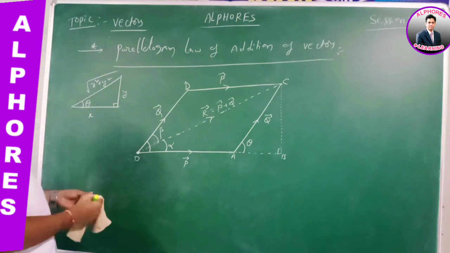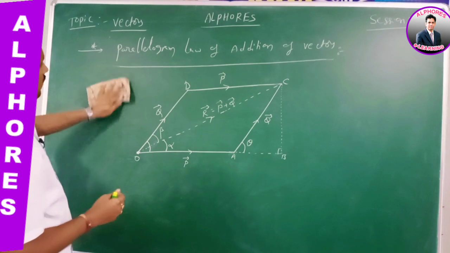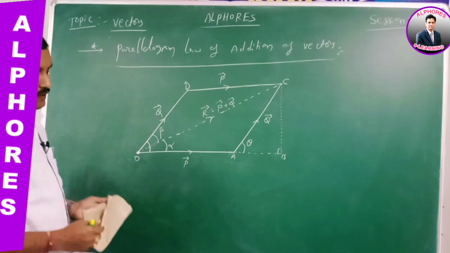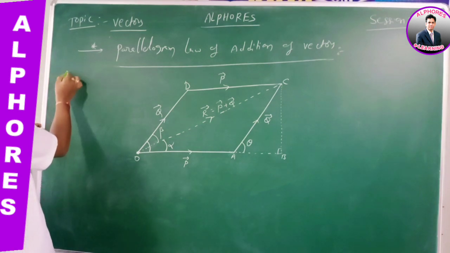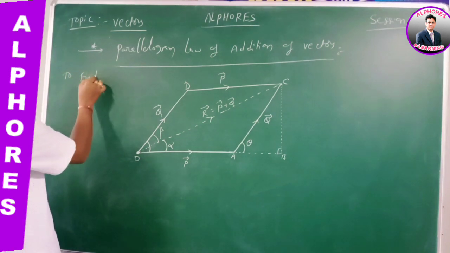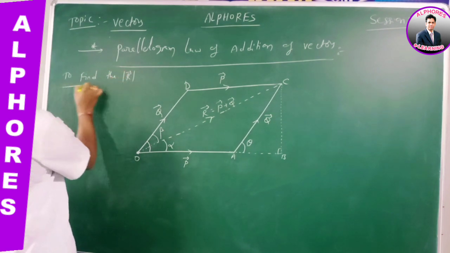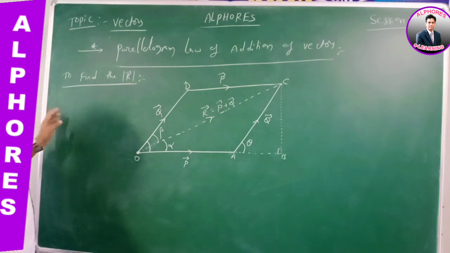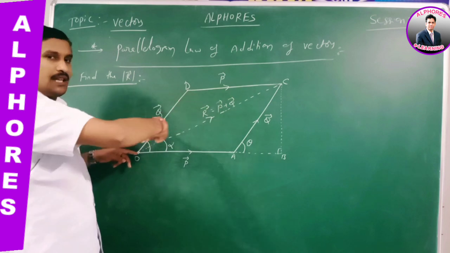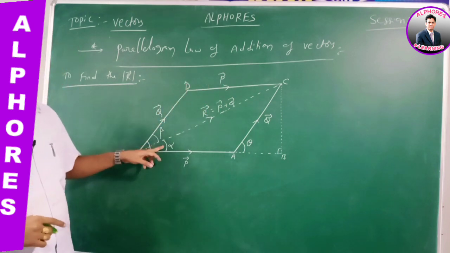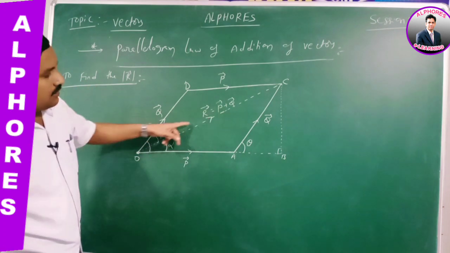How can I solve this? First of all, I am taking the small triangle. That means I have to find the magnitude of r bar, the magnitude of the resultant of both vectors. Like this, I am finding the hypotenuse initially. After that, I have to find the value of the direction also. First of all, I have to find the magnitude of this resultant of both vectors.